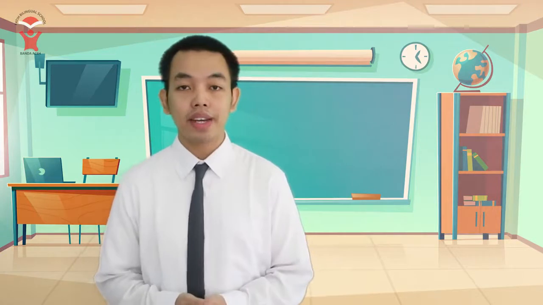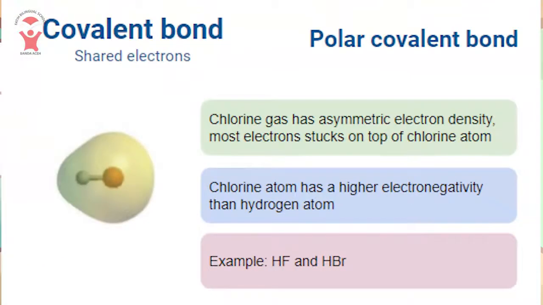When we pair two different elements, we might end up with a compound that has polar covalent bond. Polar covalent bond occurs normally because different atoms have different electronegativity values. The difference in electronegativity will make most of the electrons stuck on top of one atom.